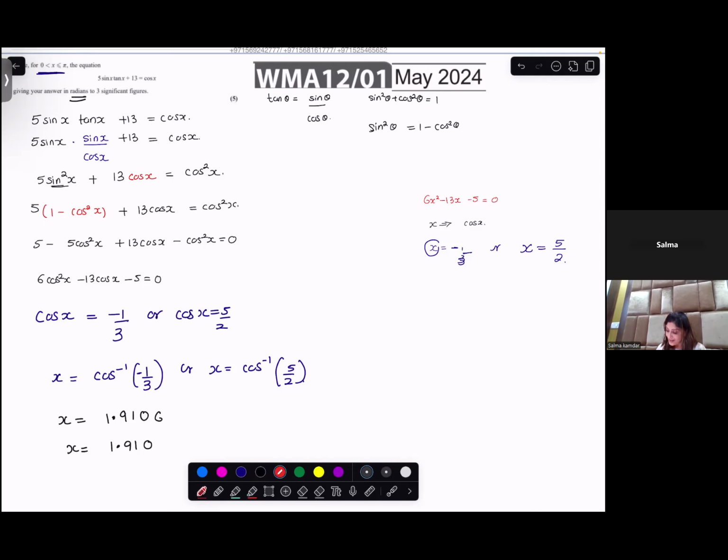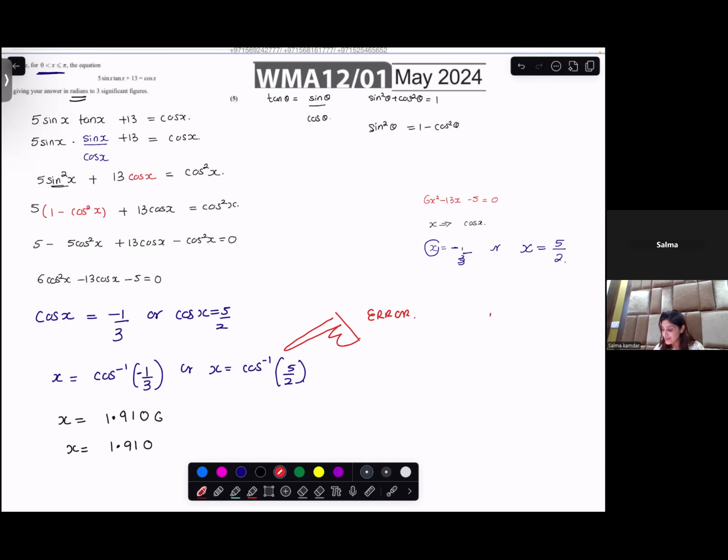And when I am trying to insert the value for cos inverse 5 by 2, what I am getting is an error. Now my x is 1.91. I'm not going to substitute it again. I wanted a value of x, and I got the value of x.